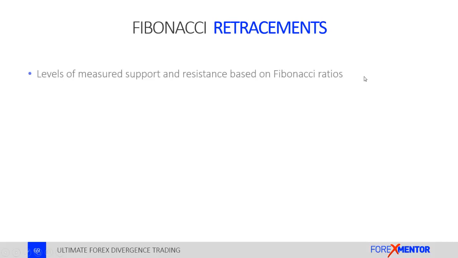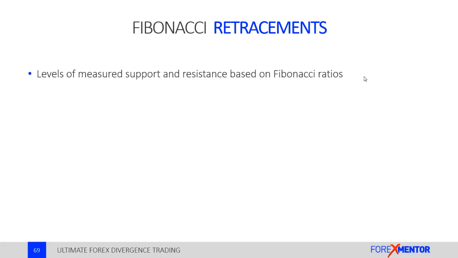Okay, Fibonacci retracements. They're levels of measured support and resistance based on Fibonacci ratios. And I think pretty much most of us are probably familiar with the Fibonacci retracements. If you're not, we're not going to get into the whole history of the Fibonacci sequence here. What you can do is you can Google Fibonacci and you can get a whole history of how this mathematical sequence applies to nature, human nature. You can see it in all kinds of places in science and everything else.